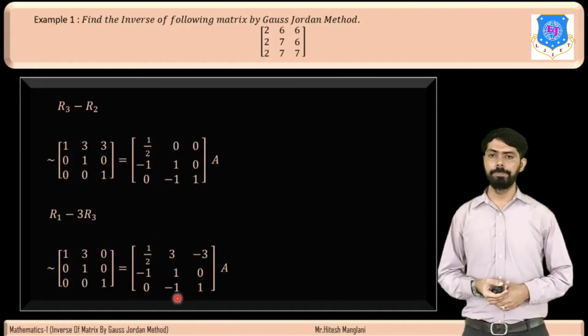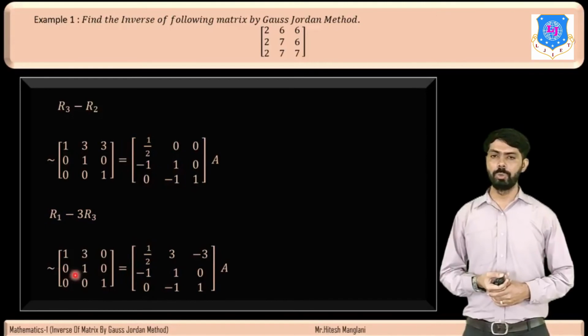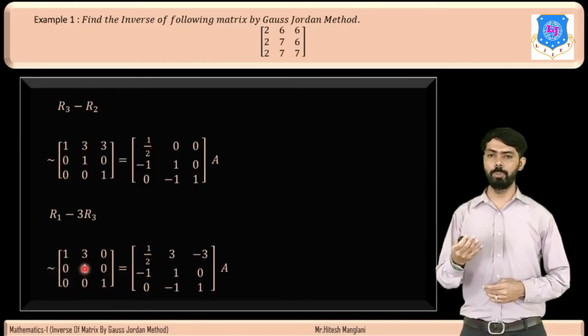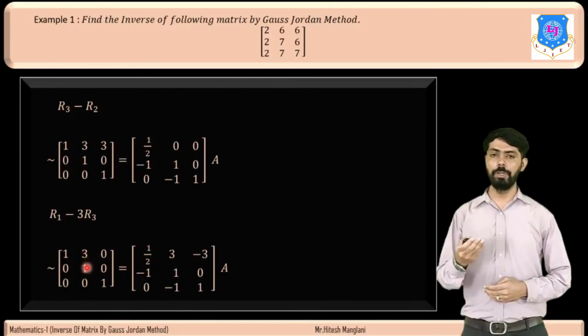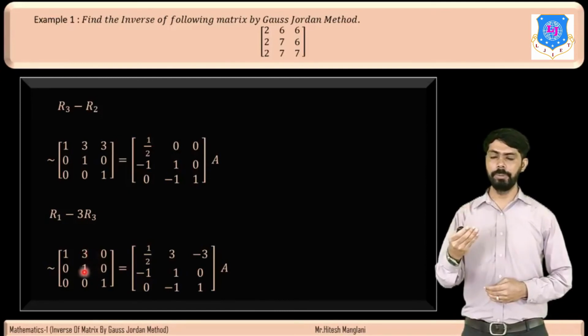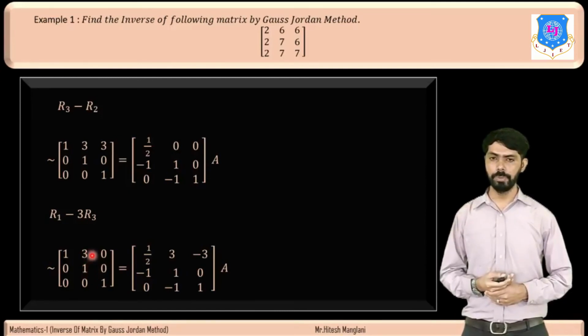Now here, if you look at the left hand side, in the second row the first non-zero entry is 1. So this is the leading one of the second row. But all other entries in that column should be 0. Therefore, we will have to convert this 3 into 0. So for that, we will multiply the second row by 3. Then we will subtract it from the first row. So here we will use the row operation R1 minus 3R2. So if we use this row operation, the result will be stored in the first row.